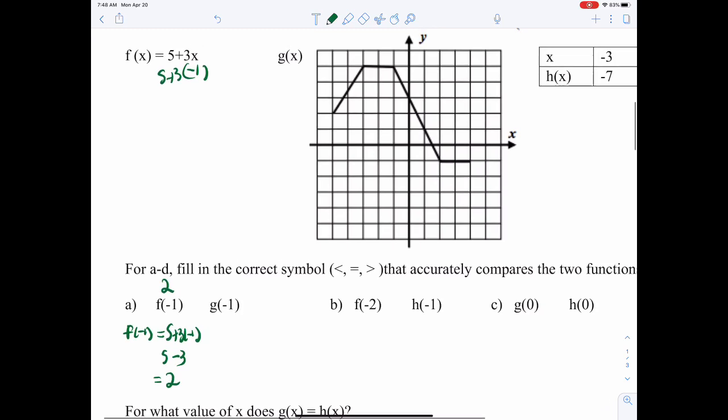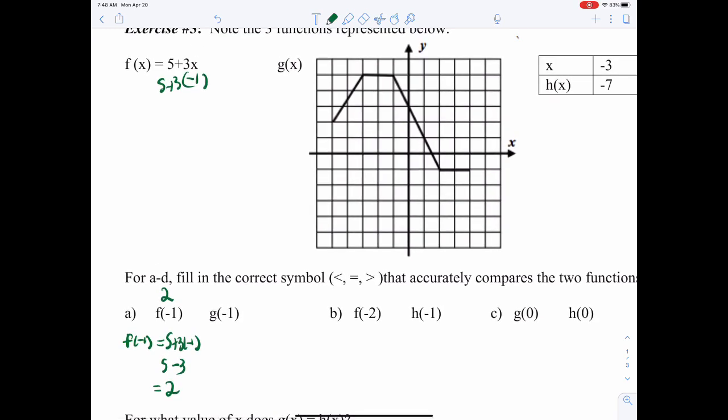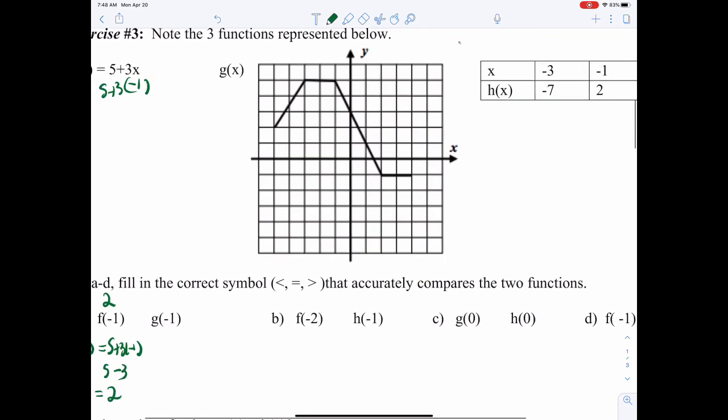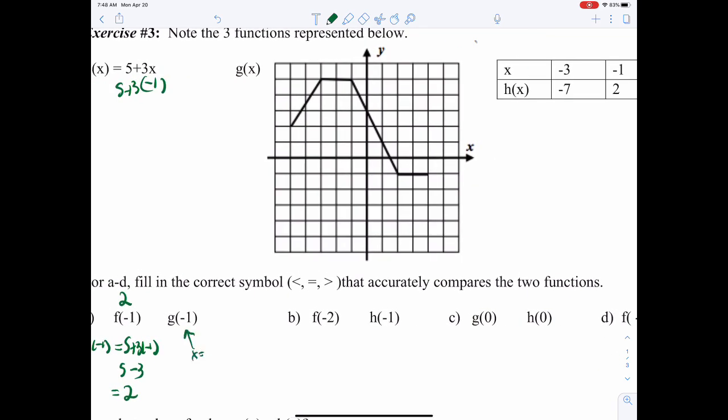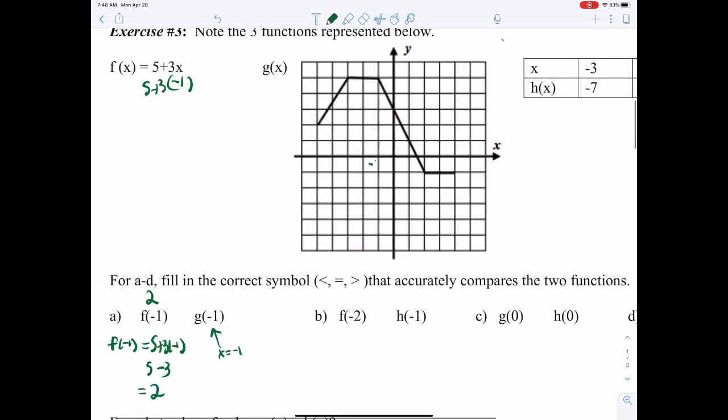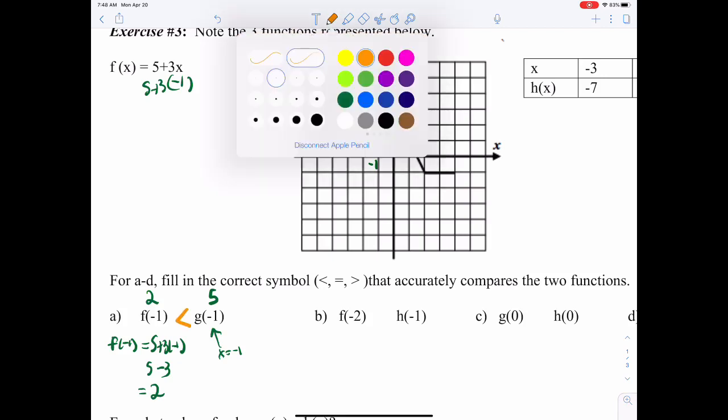So we know that this is 2. And g of -1, well, how do we evaluate that on a graph? Well, that's our x equals -1. So if we go to -1 and we go up, we're going to hit 5. So that value is 5. So we know that f of -1 is less than g of -1.